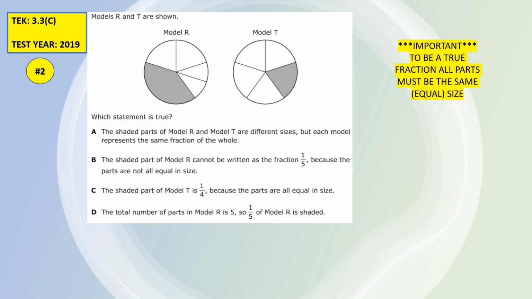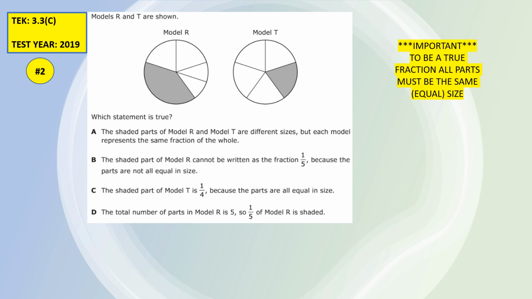Now, the first thing you want to remember, it's very important when thinking about solving this question. To be a true fraction, all parts must be the same size. All of the parts have to be equal in size. So if you look at model R, all of the pieces of model R are not the same size, which means that model R cannot represent a true fraction. Model T is a proper model for a fraction. Model R is not.